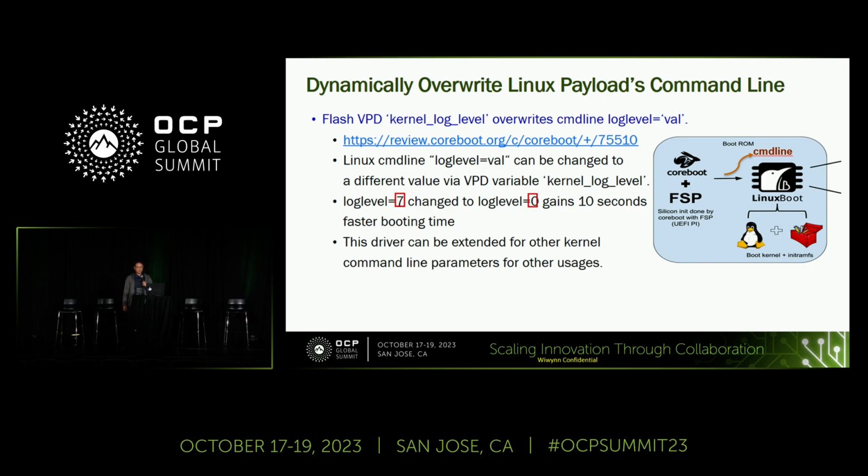For example, from the example below, we can override the Linux command line parameter log level to a different value through a VPD variable, kernel log level. So we can change this VPD value dynamically, maybe through the Linux shell or other method. When we don't need to see the Linux kernel log, we can change the kernel log level from 7 to log level 0. That can gain 10 seconds faster booting time. So this driver can be extended for other kernel command line parameters for other usages. And also we have the change for your reference.